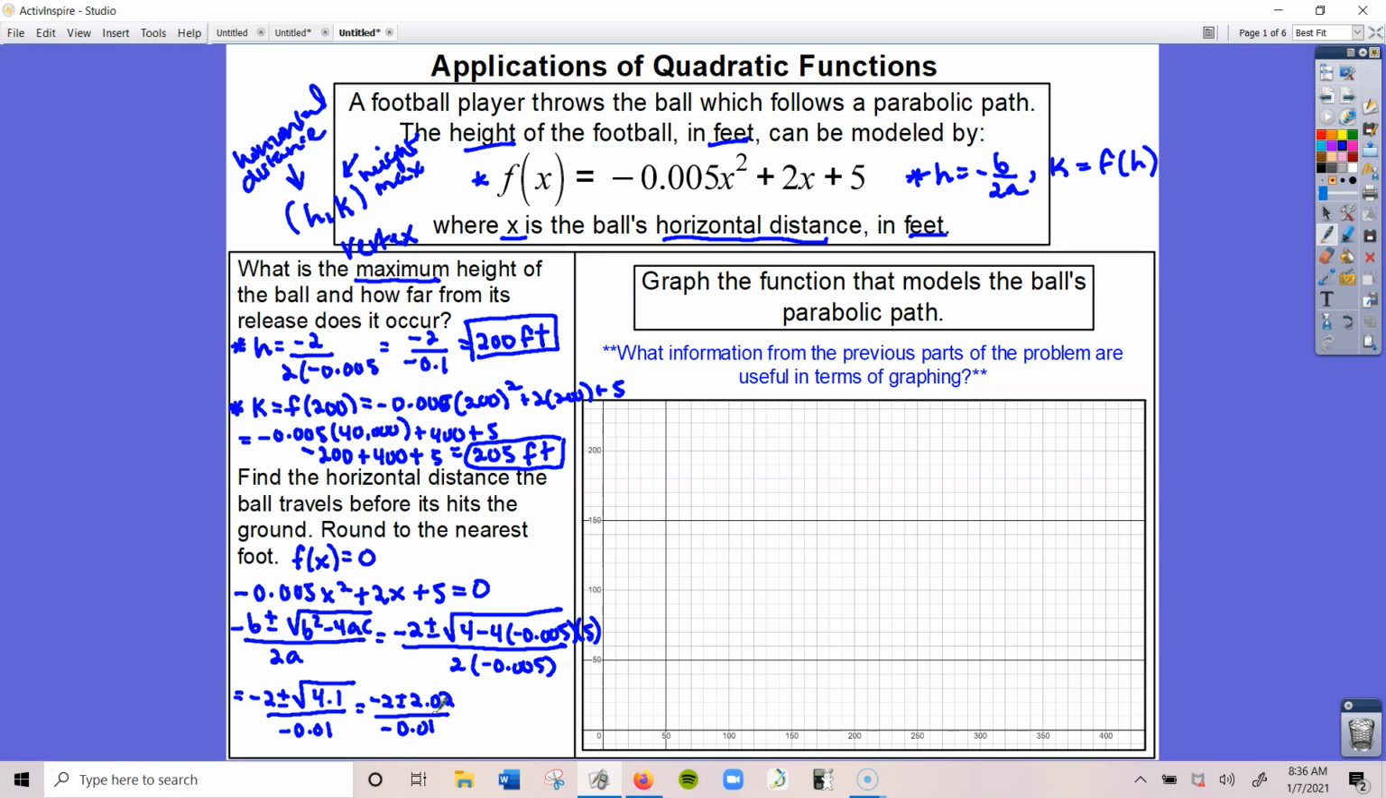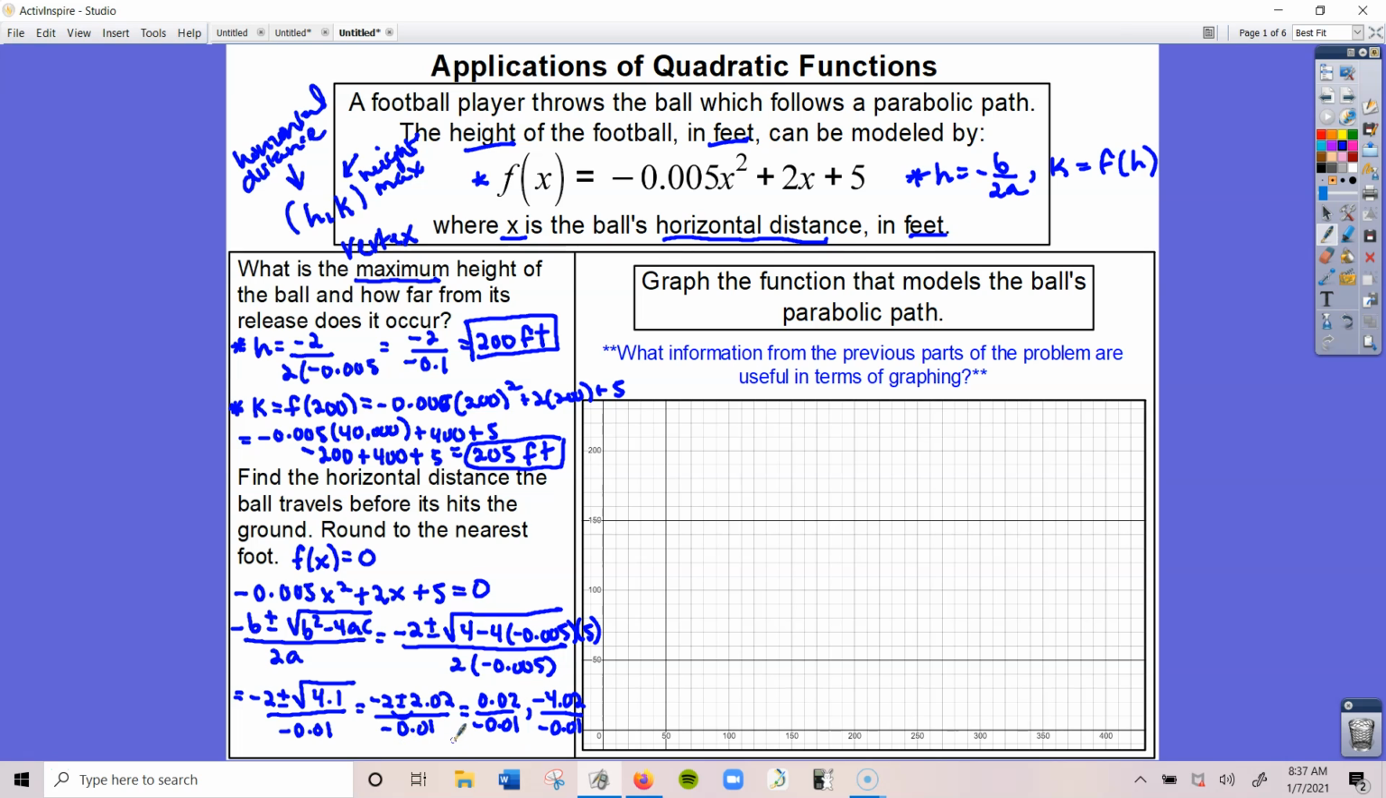The quadratic formula in this case gives us two answers, and that's because of this plus or minus. To get those two answers, you would first do the plus and then the minus. So negative 2 plus 2.02 is 0.02, and we divide that by negative 0.01. Then to get the second answer, we do negative 2 minus 2.02, which is negative 4.02, and we divide by negative 0.01.